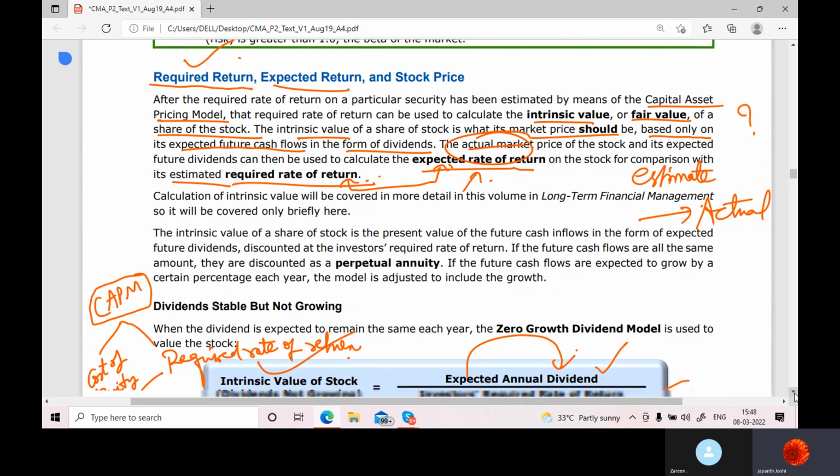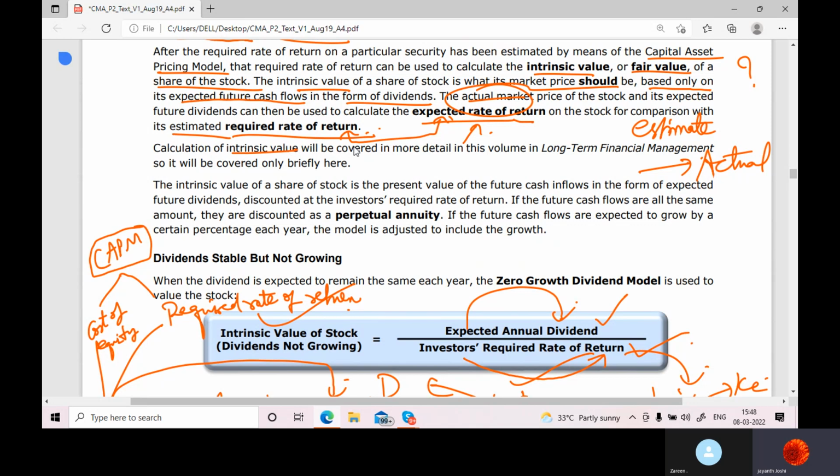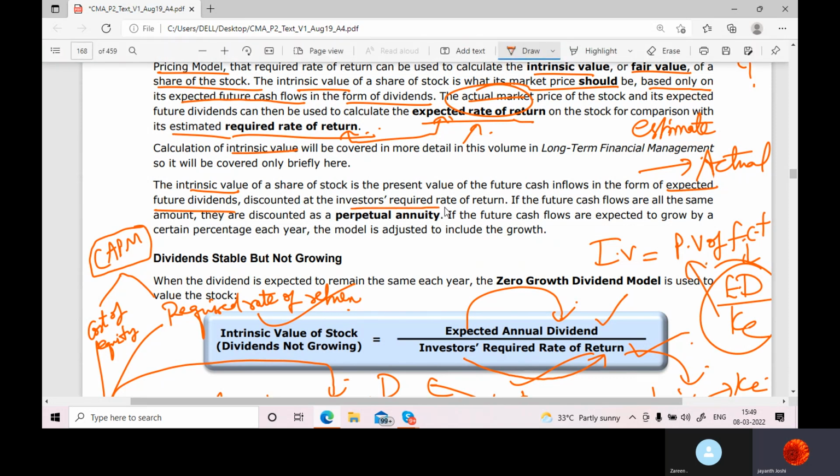So that is the calculation of intrinsic value. All this we will be covering in the future chapters in detail. So let's move further. What is the intrinsic value? Intrinsic value of a stock is the present value of future cash flows in the form of expected future dividends. Future cash flows are nothing but the expected dividends, and we are discounting them with the cost of equity to get the present value, discounted at the investor's required rate of return.